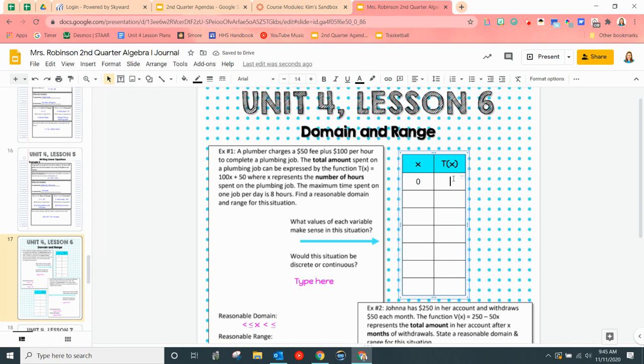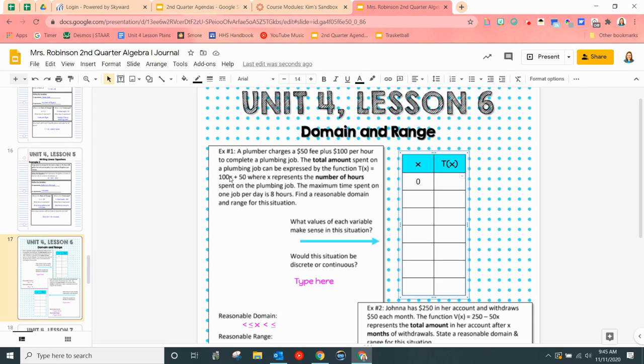So remember, X is our hours here. That's what they told me. Here's my function based on X, the number of hours. T stands for total amount. That's my Y value then. So if he works X, 0 hours, how much is our total fee?